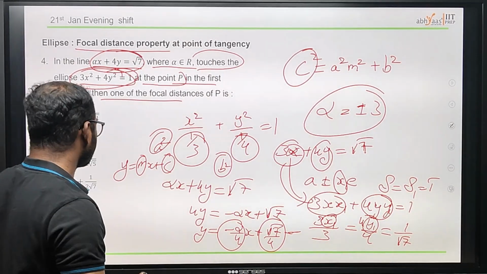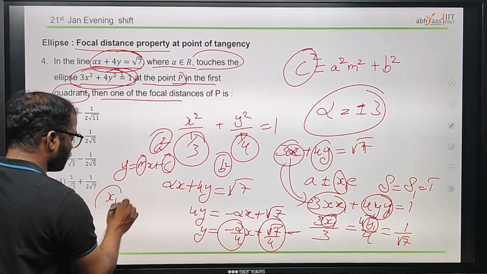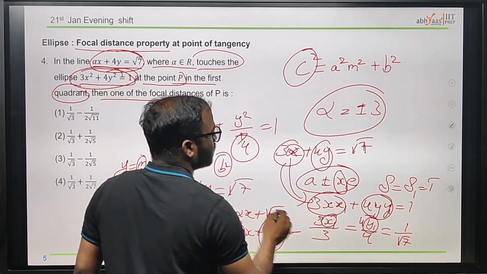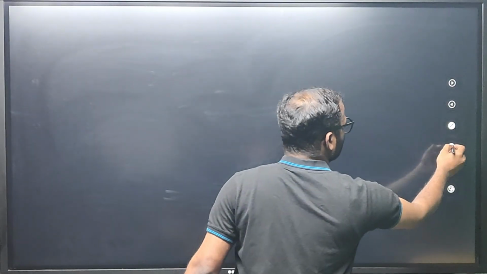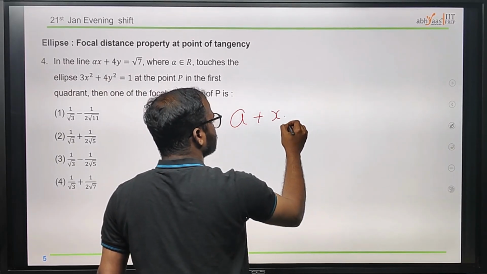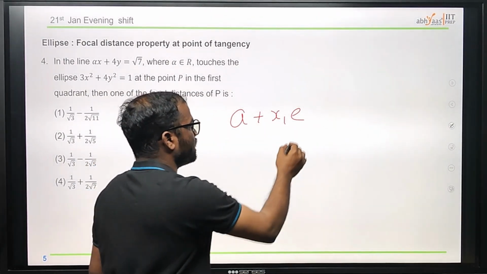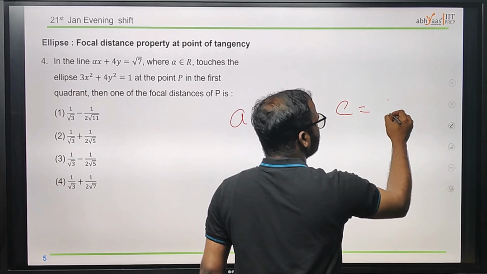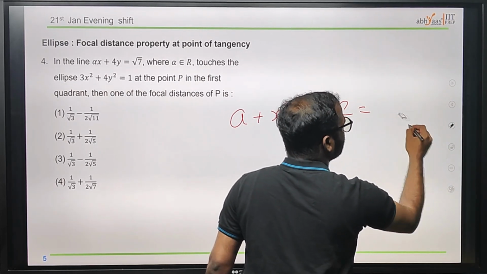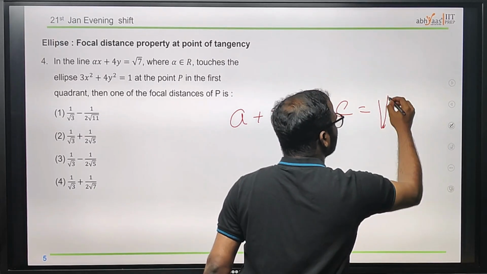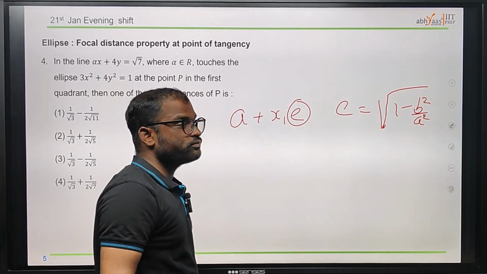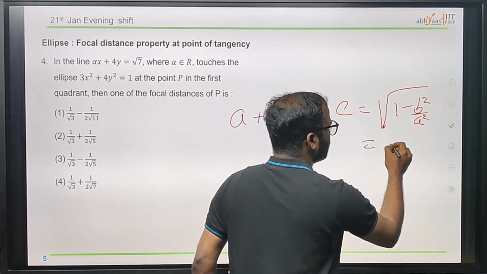After getting the x1 and y1, we need only x1, because in order to find the a plus x1 e, we need to find e as well, the eccentricity, which is nothing but e equal to under root of 1 minus b square by a square. Now just find this one, and we will get 1 by 2.